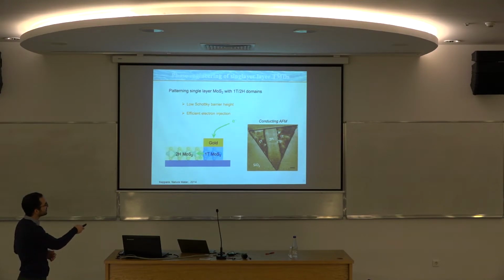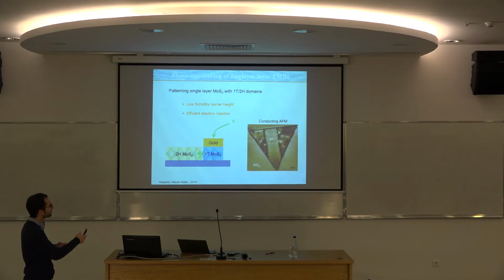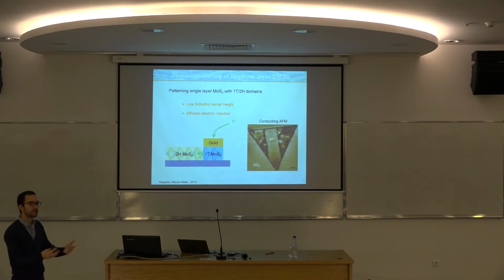You see that the reaction is not 100% efficient. We still have some regions that are not fully converted, but we have enough regions that are conducting so that we can inject electrons efficiently into the semiconducting part of the sample.